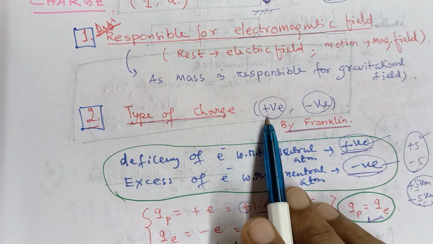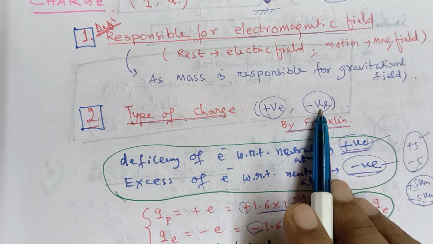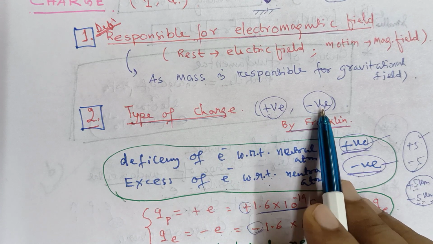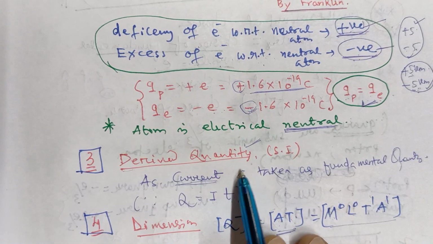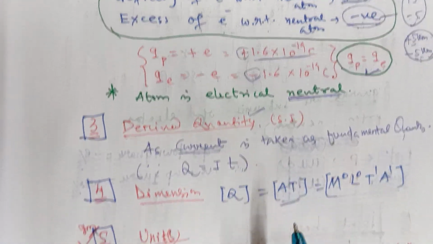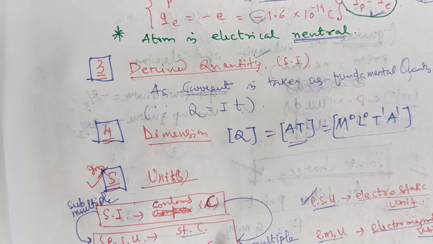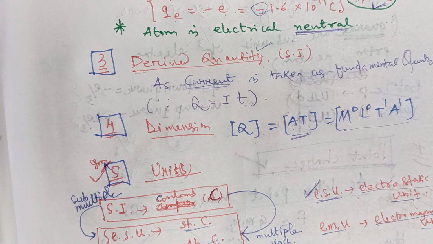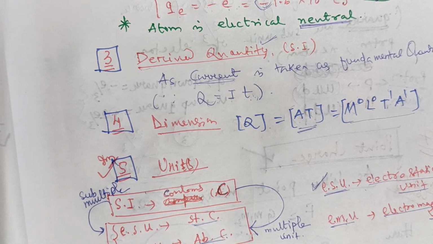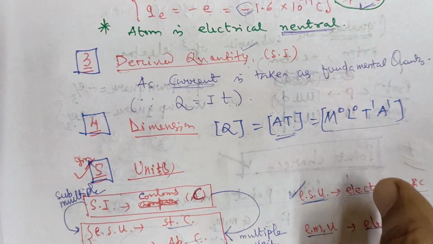Positive means deficiency of electron or shortage of electron. Negative charge means excess of electron. In the SI system, charge is taken as a derived quantity and its SI unit is coulomb. Two other units are there, statcoulomb and abcoulomb. Out of the three units, abcoulomb is the greatest unit and statcoulomb is the smallest unit.